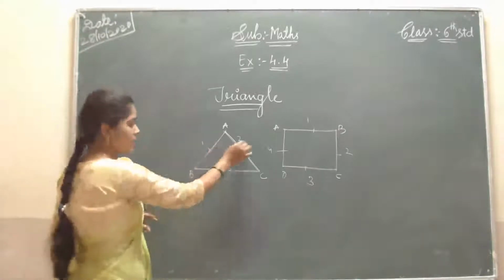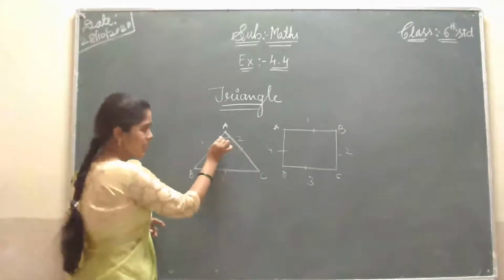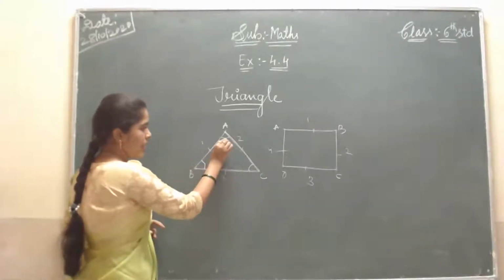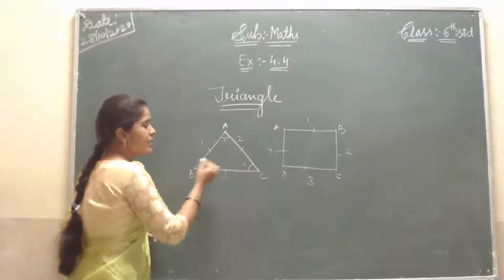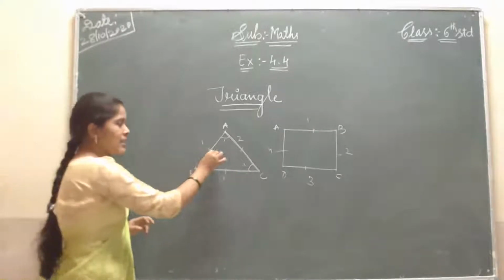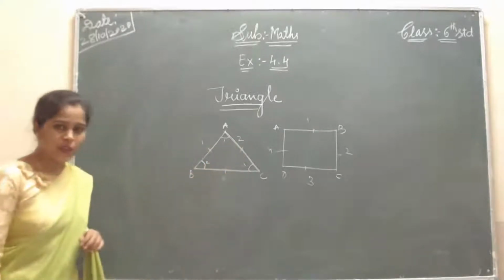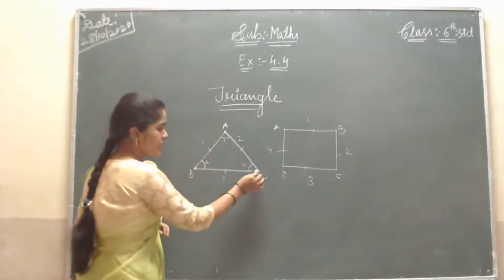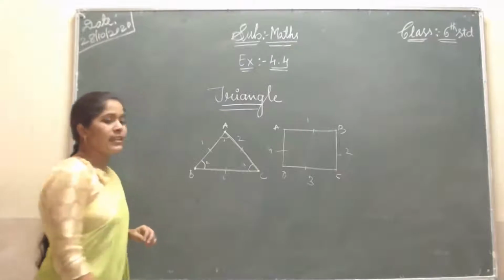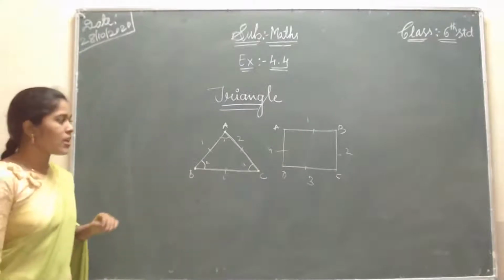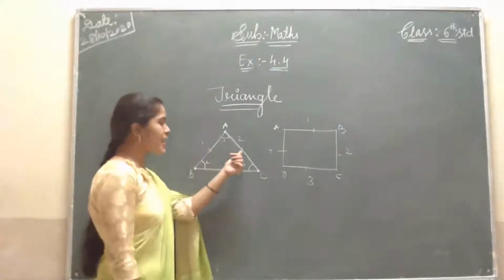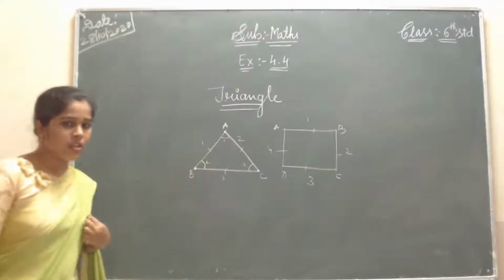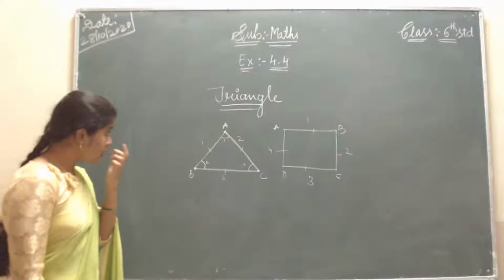In this, there are three sides and three angles. See, one angle, two angles, third angle. Angle A, angle B, and angle C. These are the angles and these are the sides. And this point is nothing but a vertex: vertex A, vertex B, and vertex C. Understood? In this triangle, there are three sides, three angles, and three vertices.